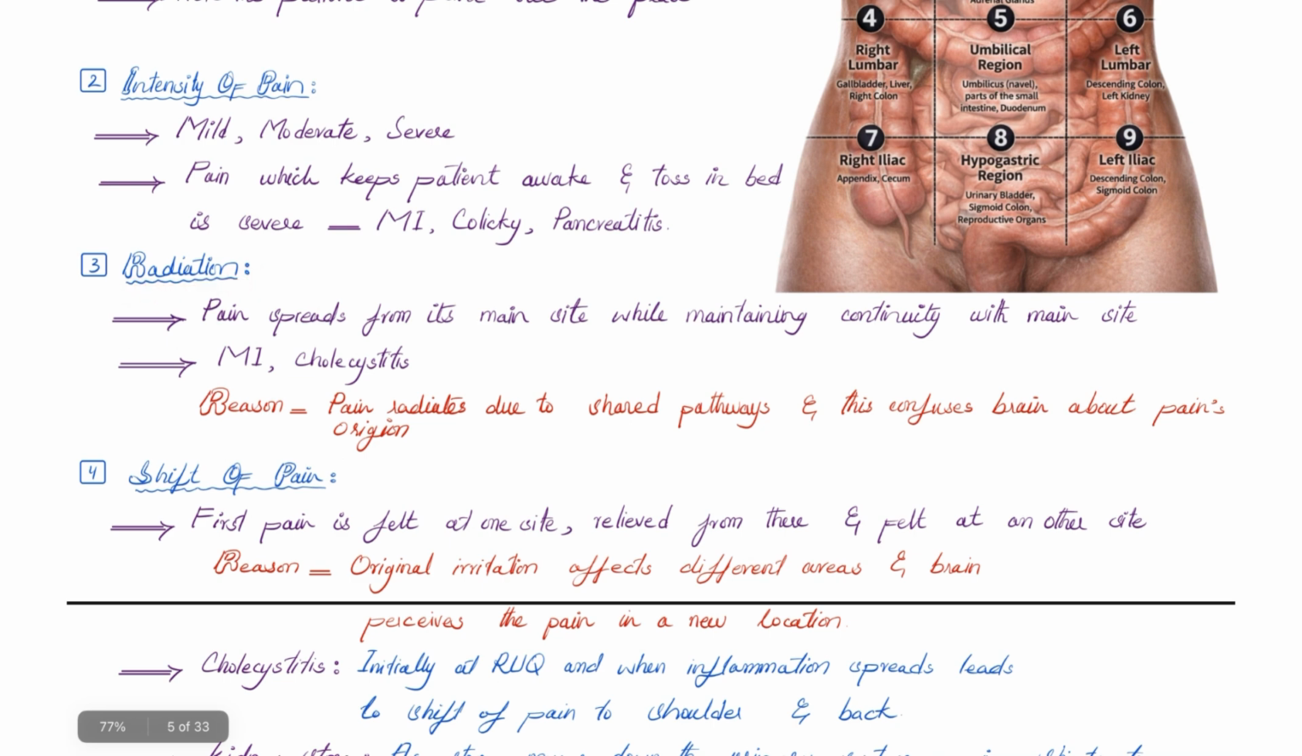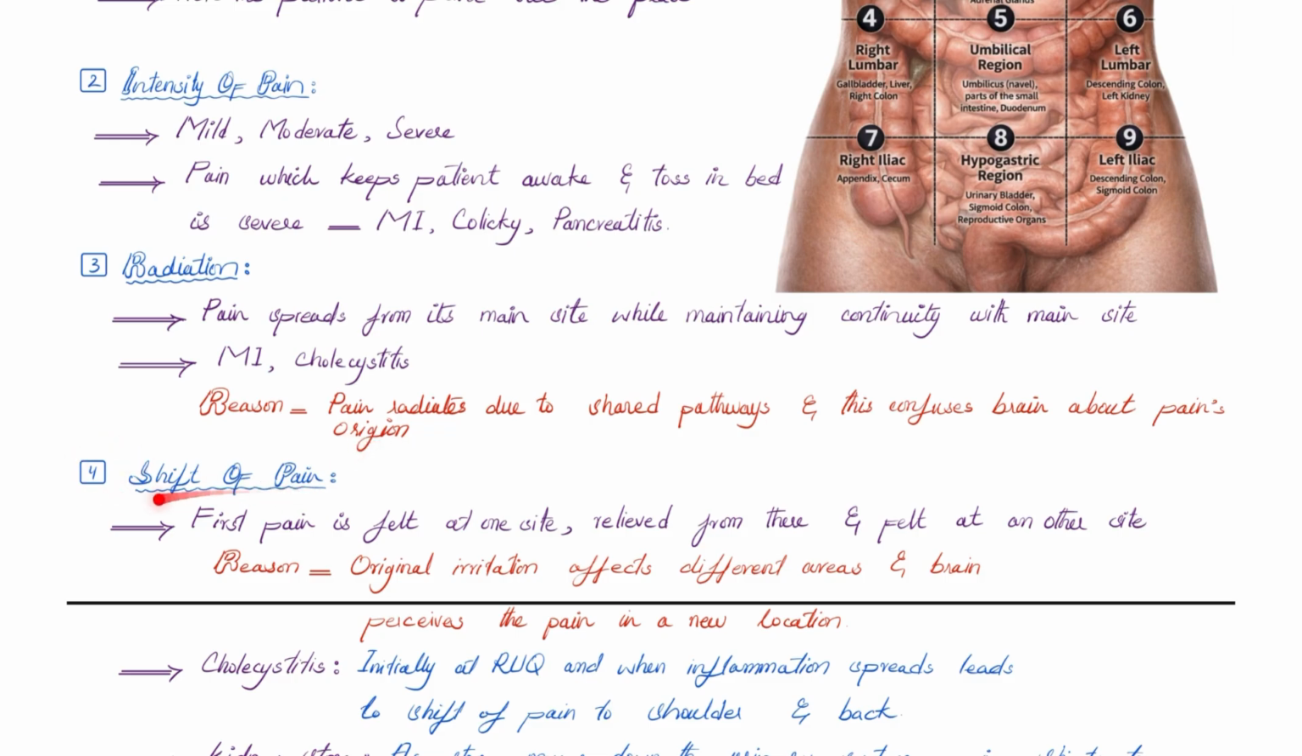Radiation of pain. Pain which spreads from its main site while maintaining continuity with the main site, like myocardial infarction, where there is central pain, but this pain also radiates to the neck, back, and left arm. Now, why is radiation of pain felt? Pain radiates due to shared pathways, and this confuses the brain about the pain's origin.